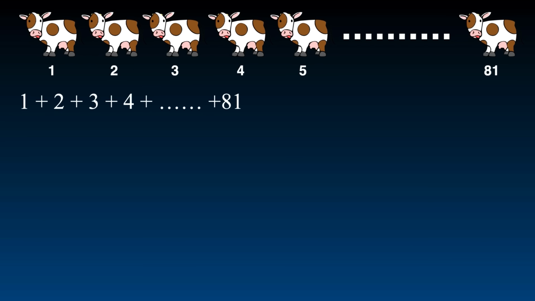This is because as per the problem, each cow gives milk as per their number. Like the 5th number cow gives 5 liters of milk and the 10th number cow gives 10 liters of milk. The 81st number cow gives 81 liters of milk and so on. If you observe this series, this is the sum of n natural numbers where n here is 81. We know that the sum of n natural numbers can be calculated using the formula n times (n plus 1) divided by 2. Here n is 81.